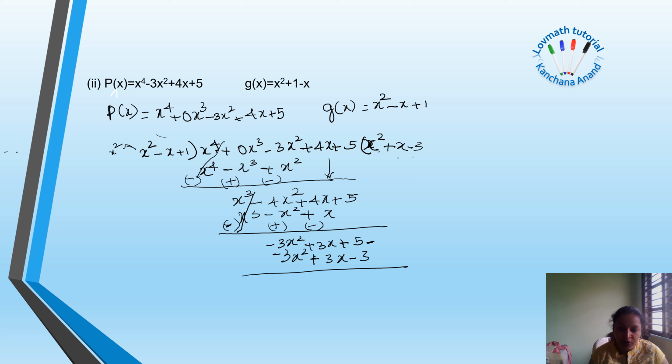So here minus 3x square becomes plus 3x square, plus 3x becomes minus 3x and minus 3 becomes plus 3. Here minus 3x square and plus 3x square get cancelled. Here also plus 3x and minus 3x get cancelled. So the remainder is plus 5 plus 3 is 8. So the remainder is 8. And the quotient is x square plus x minus 3.